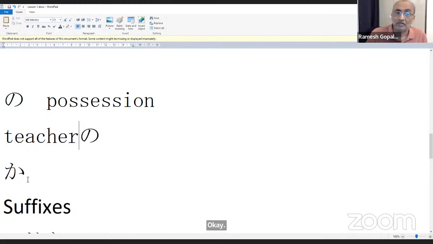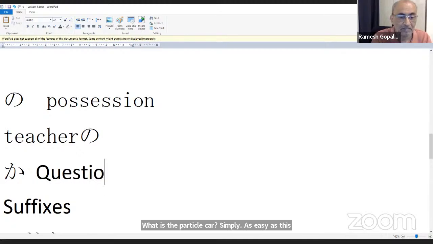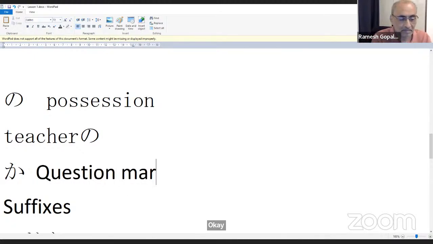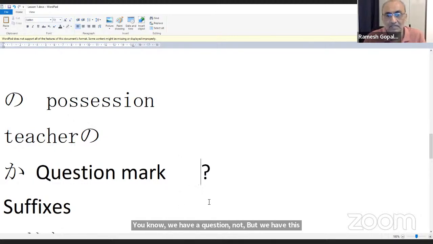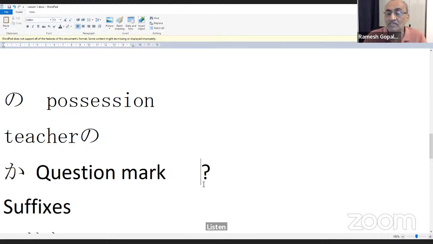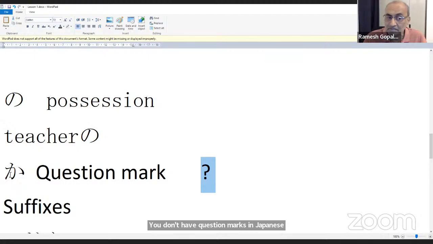Okay. Now there's a particle ka. What is a particle ka? Simply as easy as this: question mark. You know, we have a question mark, don't we? To ask a question. Instead of a question mark, you put ka. So a sentence ending in ka, it's a question. Understood? You don't have question marks in Japanese. Instead of question mark, what will you put? Ka.